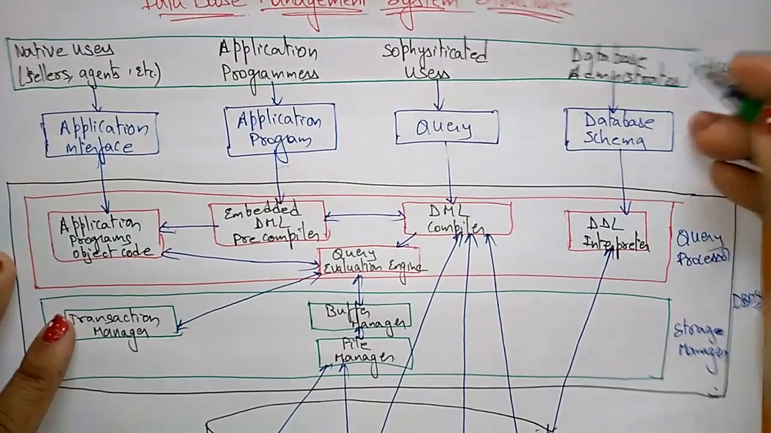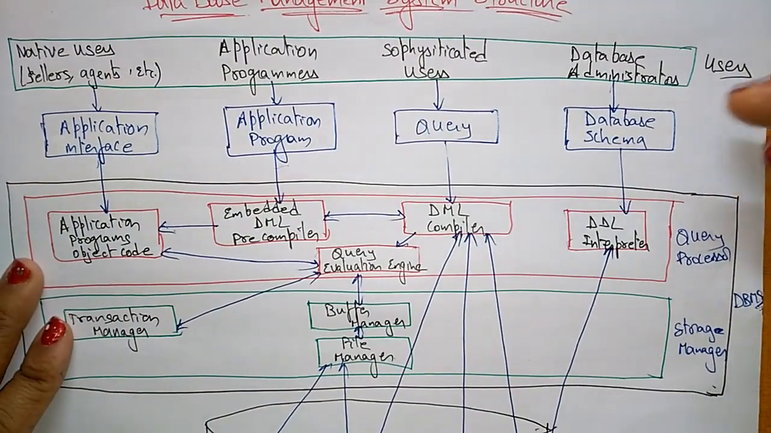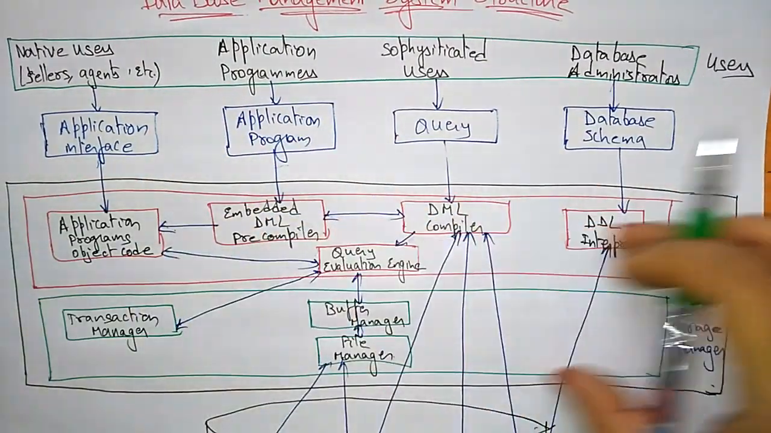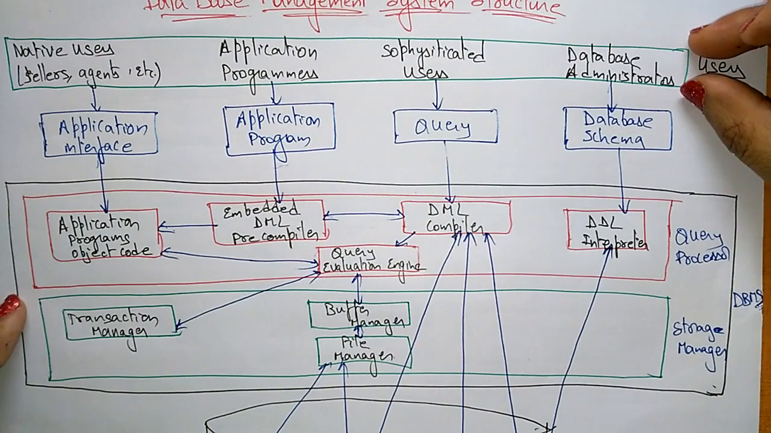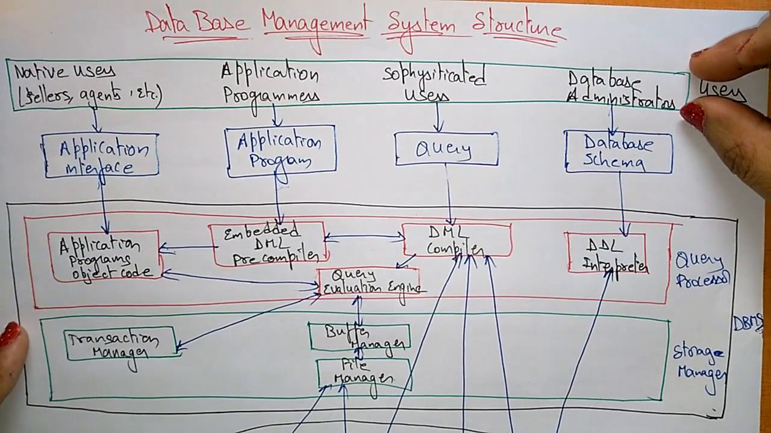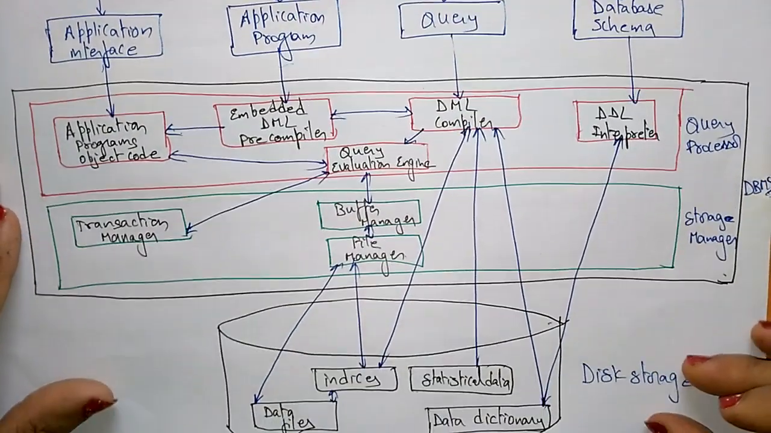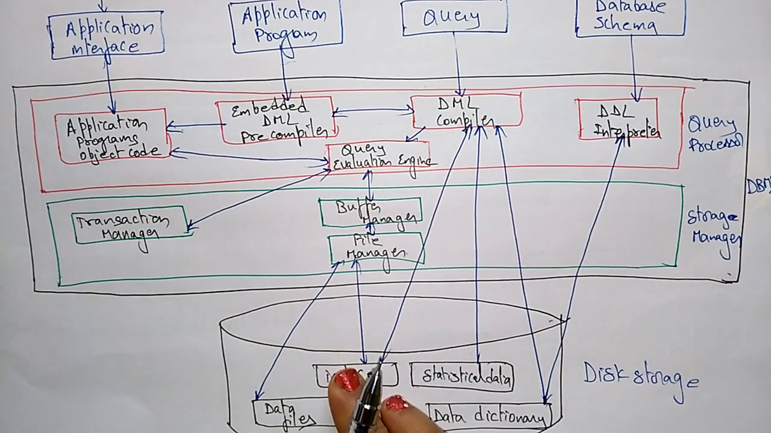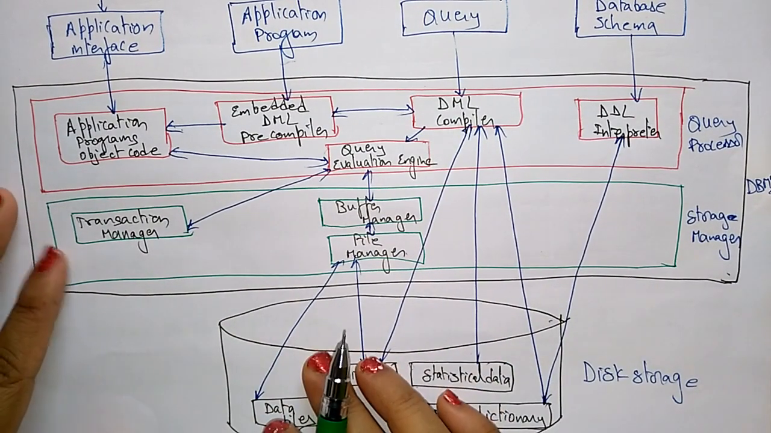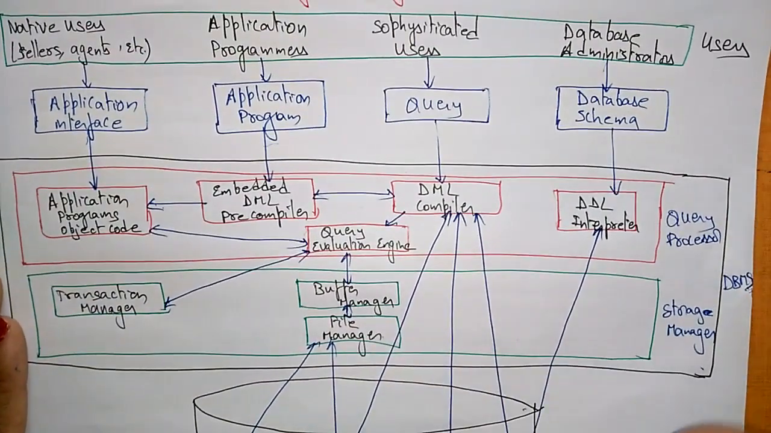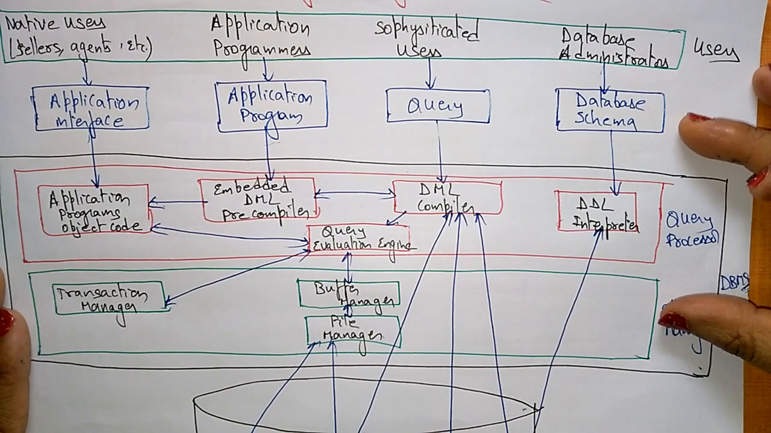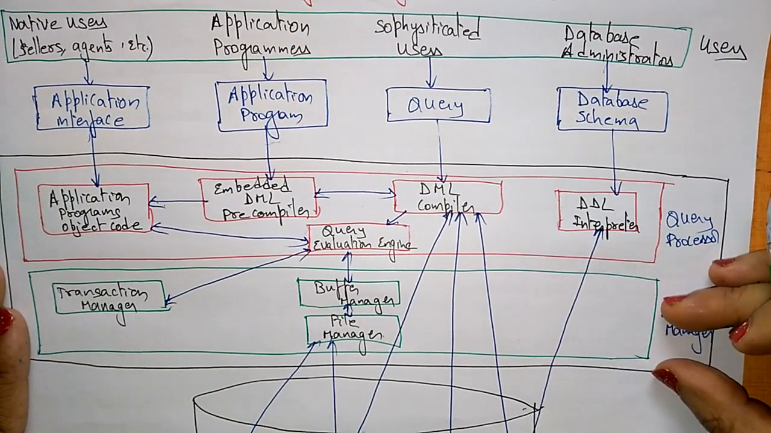So here the users will be there. In between the users and the disk storage, you have the database management system. These are the users, meaning we are the users, and here the disk storage, meaning the database server, is used to store all the data. And in between the user and the database, you have the application and the database management system.